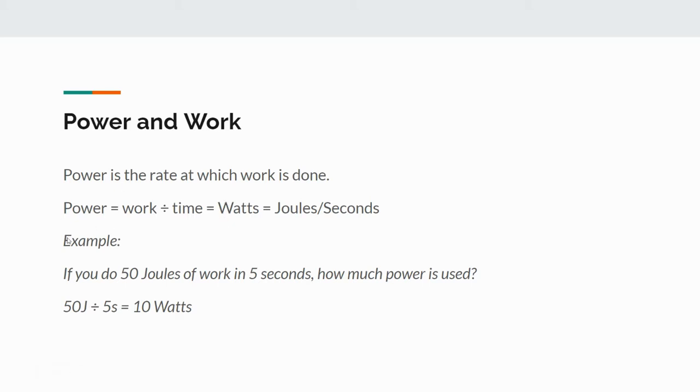Really easy example here. We're not going to talk too much about power here, but just a little snippet. So example, if you do 50 joules of work in 5 seconds, how much power is used? So 50 joules divided by 5 seconds, it's 10 watts of power. So 10 watts of power, joules per second.